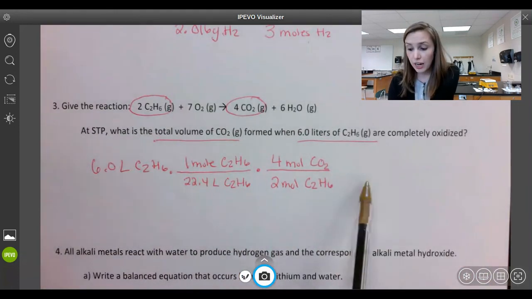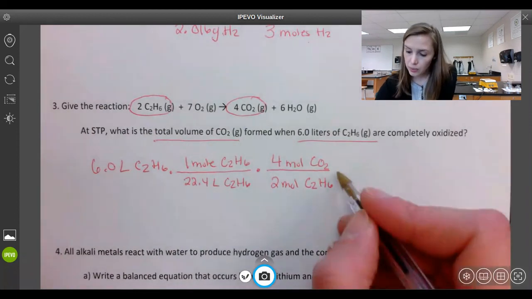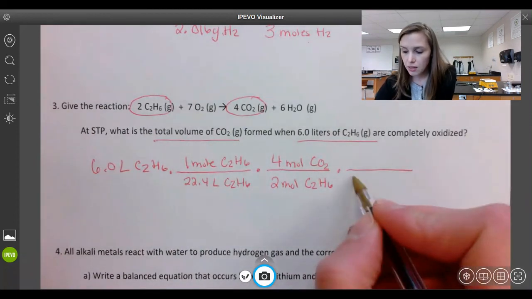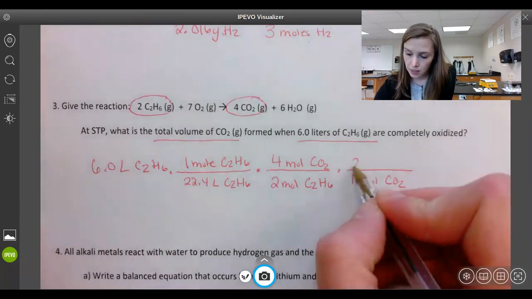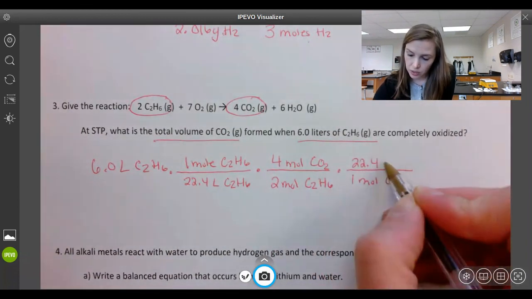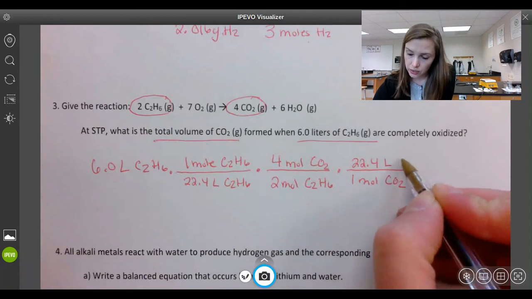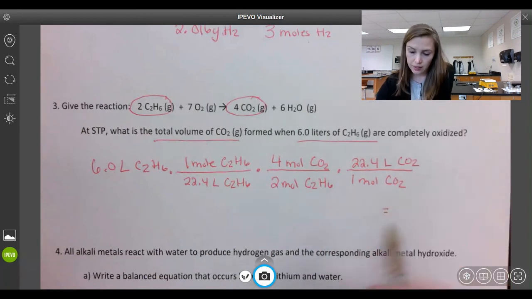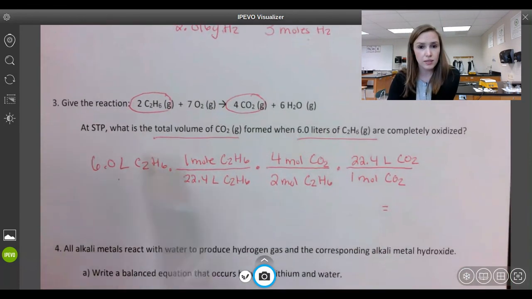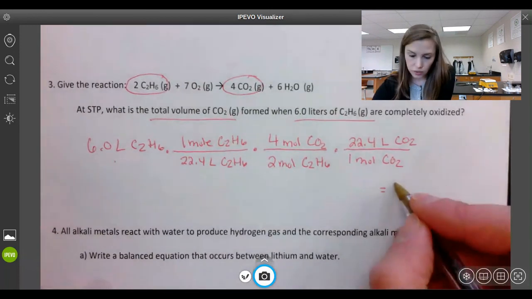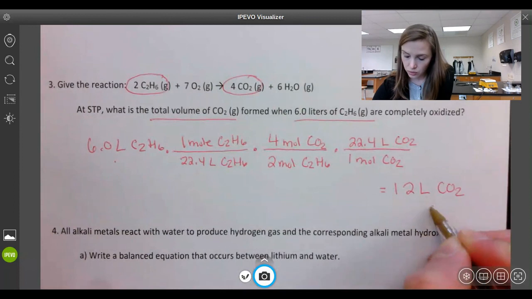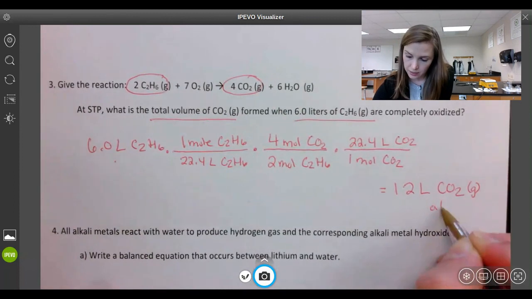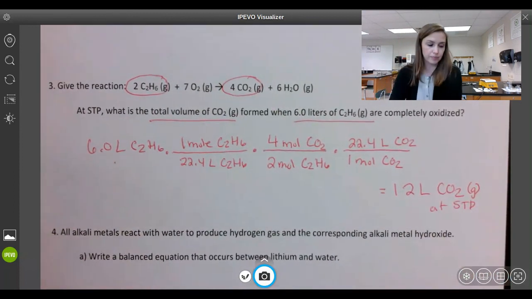And then here they could ask for grams, but they're asking for volume. Because this is also a gas at STP, we know that for every 1 mole of that gas at STP, it will be equivalent to 22.4 liters of that gas. And then just keeping to the 2 sig figs that we started with, you will get 12 liters of CO2. I usually like to note that that's a gas at STP.